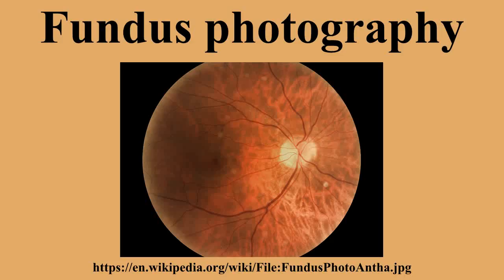Fundus photography involves capturing a photograph of the back of the eye, i.e. the fundus. Specialized fundus cameras that consist of an intricate microscope attached to a flash-enabled camera are used in fundus photography. The main structures that can be visualized on a fundus photo are the central and peripheral retina, optic disc and macula. Fundus photography can be performed with colored filters, or with specialized dyes including fluorescein and indocyanine green.